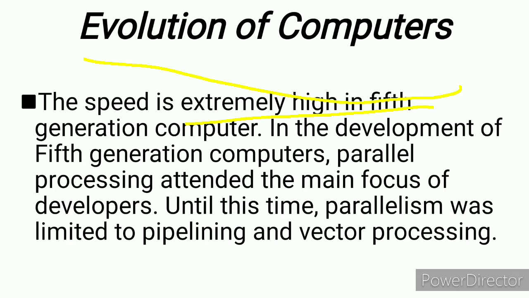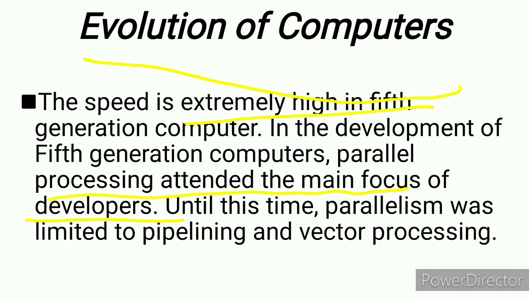Already we have seen that very large scale integrations have replaced the large scale integration, so the speed must be very high. In the development of fifth generation computers, parallel processing became the main focus of developers. In this way you can run a specific program in a very short time. What would have taken 1 second can be done in 10 milliseconds or something like that.